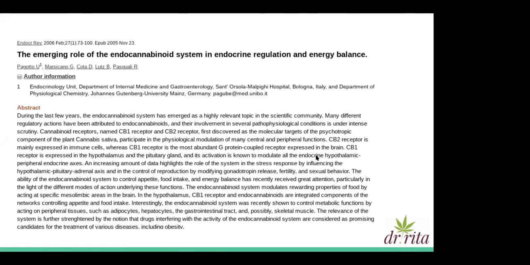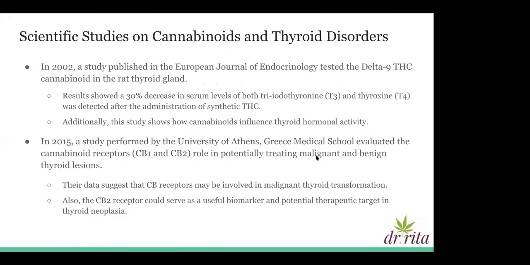Another study that we look at was published in 2002 in the European Journal of Endocrinology, and they tested the delta-9 THC cannabinoid in the rat thyroid gland. And the results showed a 30% decrease in serum levels of both T3 and T4.